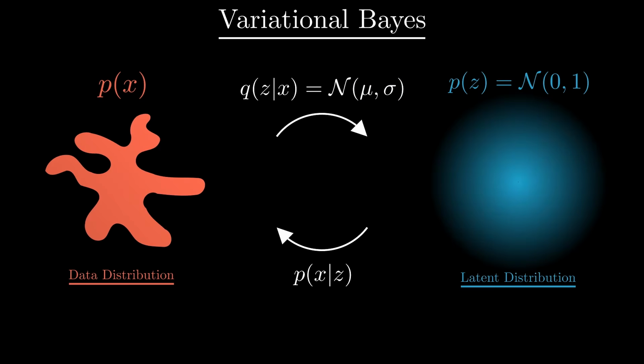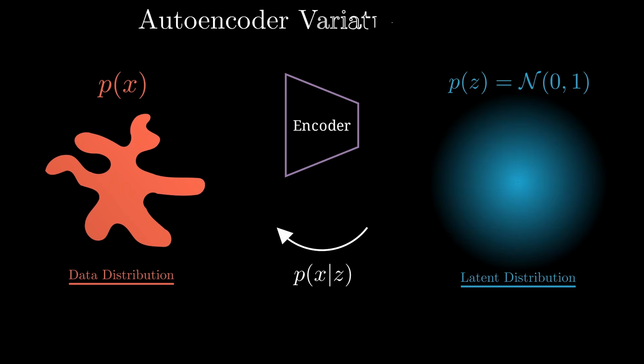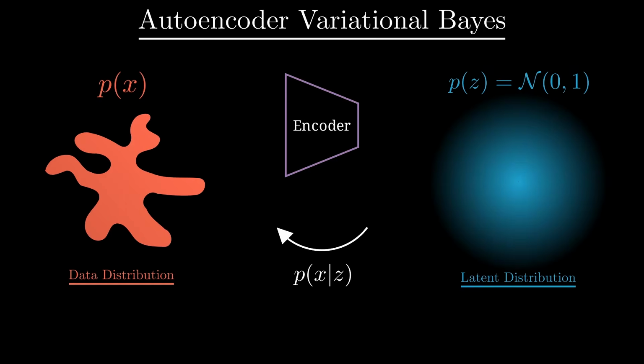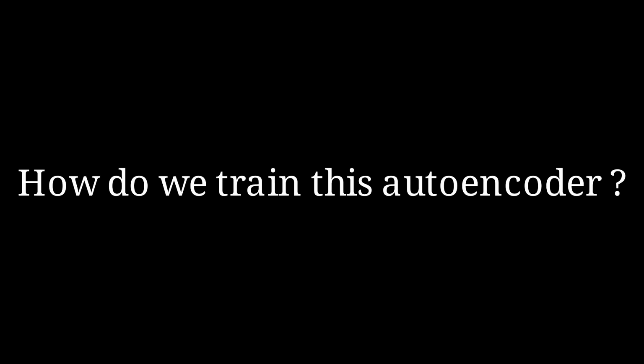And here's where the magic happens. We'll train a deep encoder to estimate these parameters mu and sigma from the images. Then, we'll use a decoder to reconstruct images from latent variables that are sampled from the approximate posterior. But how do we actually train this whole autoencoder to approximate the posterior and then reconstruct images from it?